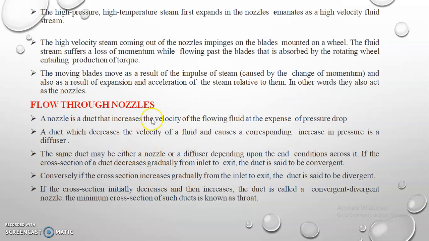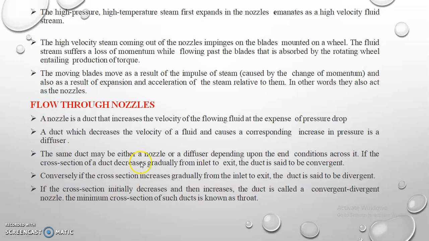From this slide we discuss the flow discharge through the nozzle. Generally the nozzle is a duct that increases the velocity of the flowing fluid at the expense of pressure drop. A duct which decreases the velocity of the fluid and causes a corresponding increase in pressure is known as a diffuser.